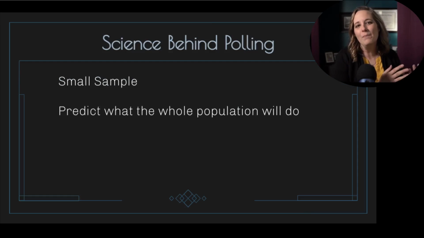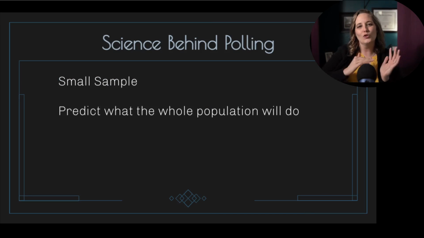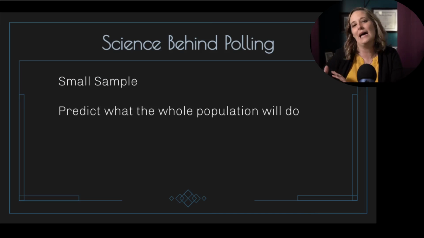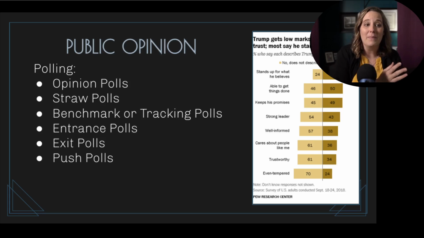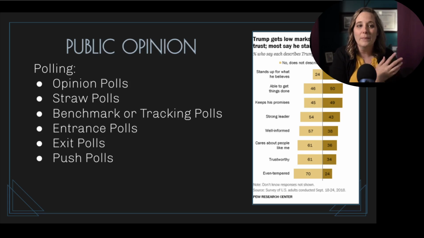So the idea behind polling is that you take a small sample of the population and you extrapolate that out so that you can try to predict what the entire population will do. Public opinion, though, is the collection of popular views about something. Typically, we discuss public opinion about various political topics. And so a poll is really a survey of public opinion.